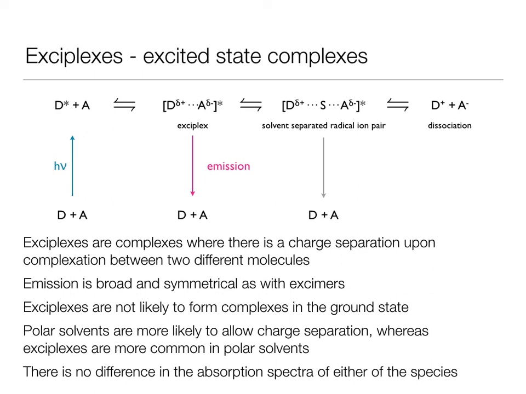This complex is stable upon absorption of a photon. So my donor absorbs a photon, it will then form a complex with the acceptor, and there will be a slight redistribution of electronic density between the two molecules. I can see emission from that as it emits from this Exciplex state. My donor and acceptor will diffuse away. So it has a lot of the same properties as an Excimer, except now I have two different molecules.